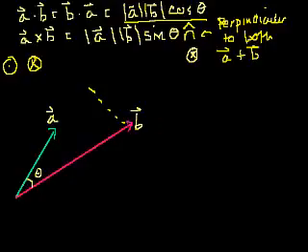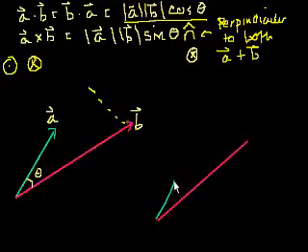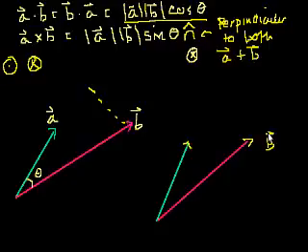Let me draw it separately. I don't want to mess up this picture too much. So if that's B, and that's A, this is theta. B cosine theta is if you drop a line perpendicular to A, this is a right angle.